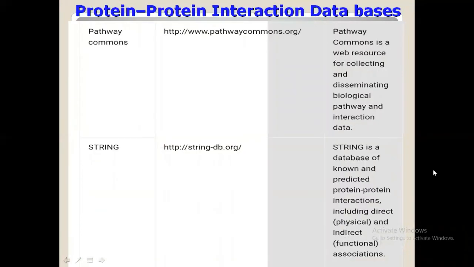Then the next one is Pathway Commons, another database. It is a web resource for collecting and disseminating biological pathway and interaction data. In a biological pathway, what is happening? What are all the interactions happening? For that study, Pathway Commons is used. The next one is STRING. STRING is a database of known and predicted protein-protein interactions, including direct, that is physical contact, and indirect, that is functional contact, indirect associations.